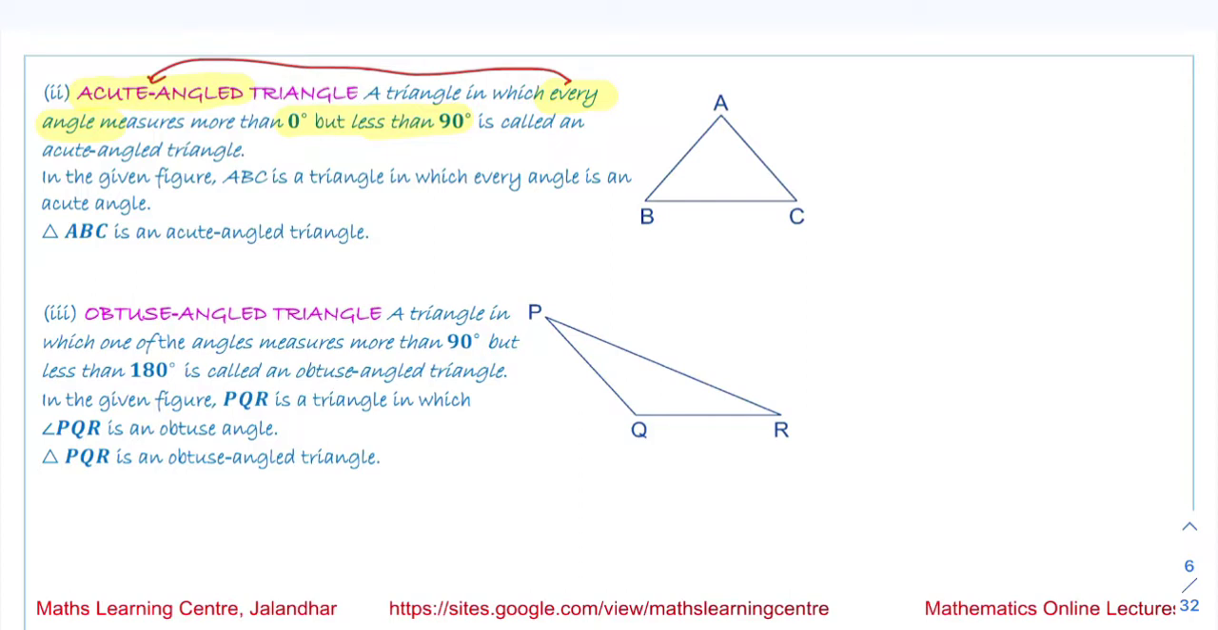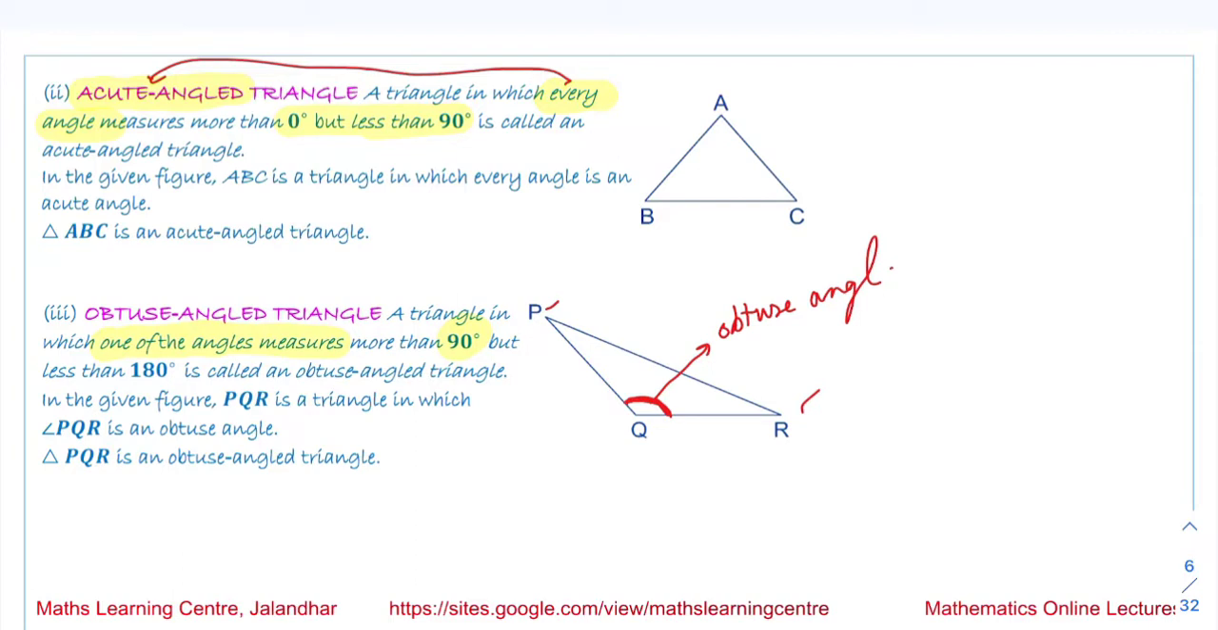Next is the obtuse angled triangle. So a triangle in which one of the angles measures more than 90 degree and less than 180 degree, that triangle is called an obtuse angled triangle. So this is also shown over here, that one of the angles, this angle we are talking about, is an obtuse angle. Any angle can be there. It may be P, Q, any one of the three angles can be obtuse. So if one of the angles is obtuse, then it is called an obtuse angled triangle.